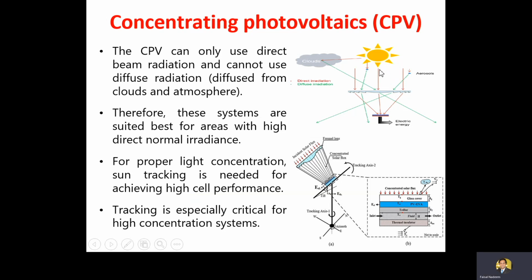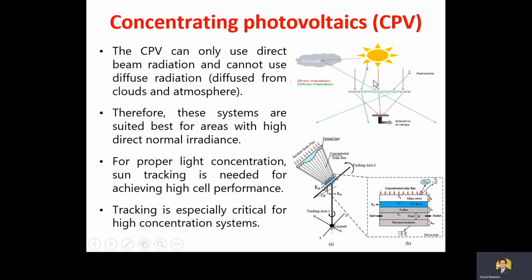As long as the direct beams are coming onto this mirror lens, they can converge on the solar cell, as shown here. When we get any diffused radiation, or any reflected radiation, on this lens, it will not converge on the cell. Instead, it will diffract to some other angle, and it will not concentrate on the cell.